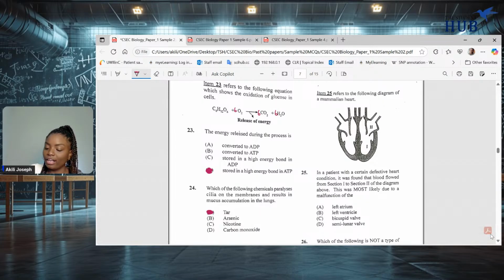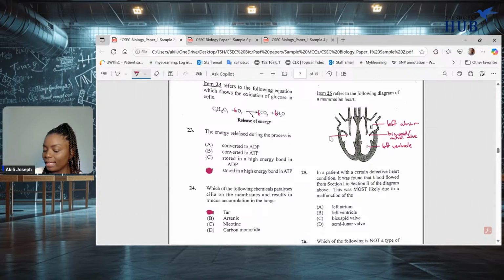Item 25 refers to the following diagram of a mammalian heart. In a patient with a certain defective heart condition, it was found that blood flowed from section 1 to section 2 of the diagram above. This was most likely due to a malfunction of A, the left atrium, B, the left ventricle, C, your bicuspid valve, or D, your semilunar valve. Anytime we have backflow in the heart, it's going to be a valve issue, right? Because it's showing you a backflow, region 1 is your left ventricle and region 2 is your left atrium, which are separated by your bicuspid or your mitral valve.